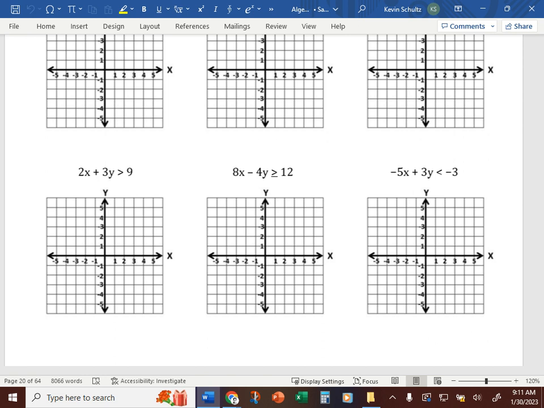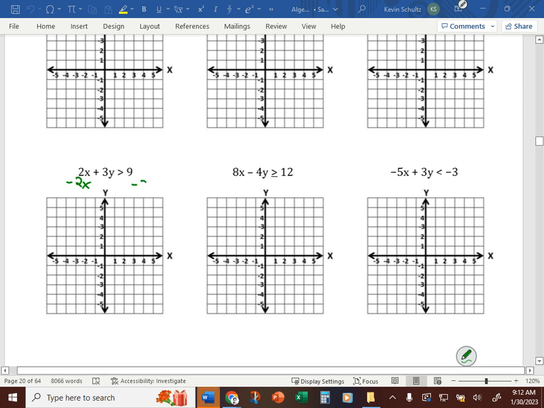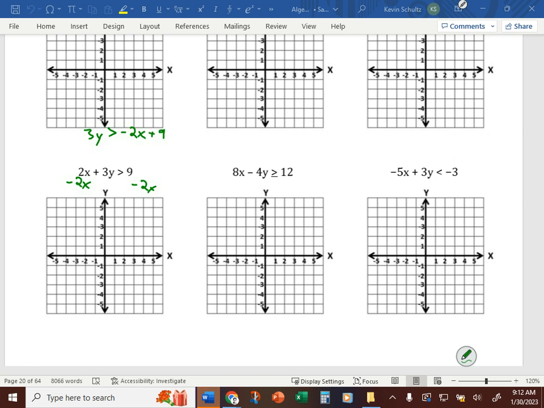Nick, can you just refresh my memory? How do you convert from standard form to slope intercept form? So you want to move your x term over using opposite operations. In this first one here, we'd start by subtracting 2x from both sides, right? That will give you 3y is greater than -2x plus 9, because you can't combine those terms, because one has an x, the other one doesn't. So you put the x term out in front like that.